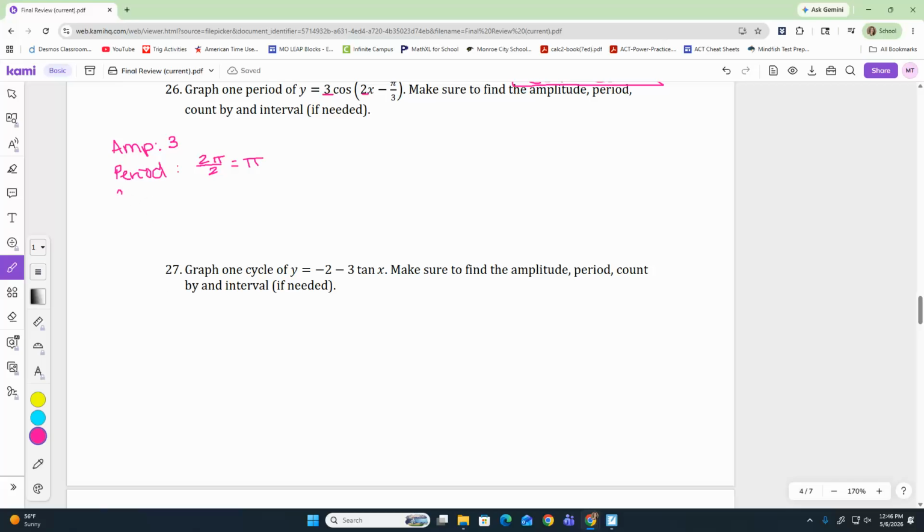How do we find the count by? Good. Whatever answer you get for your period divided by 4. Interval. You have to do the interval if you have anything added or subtracted in here, but it's never a bad idea. So you could do it on every question if you wanted.